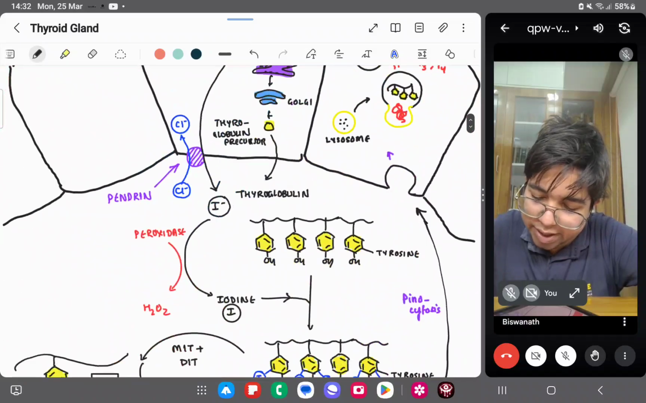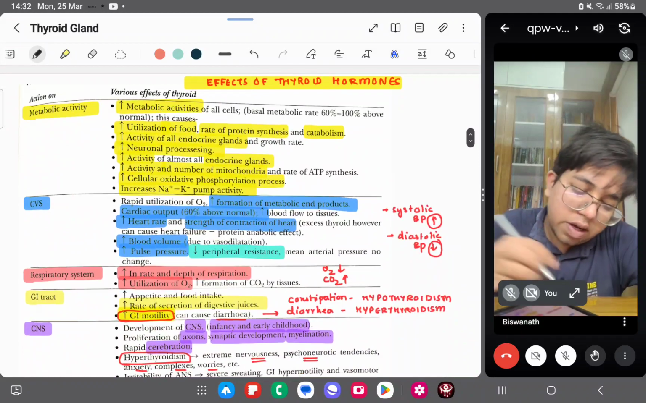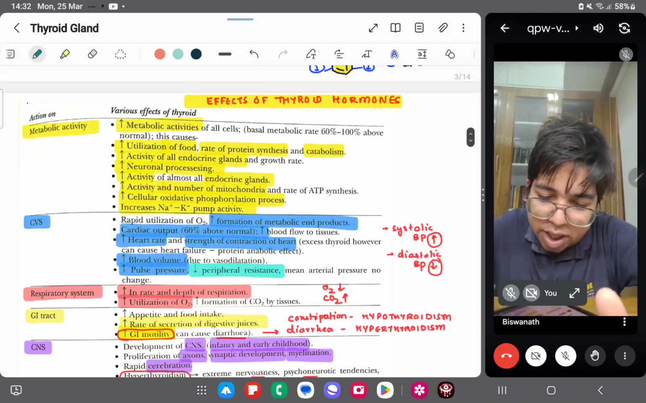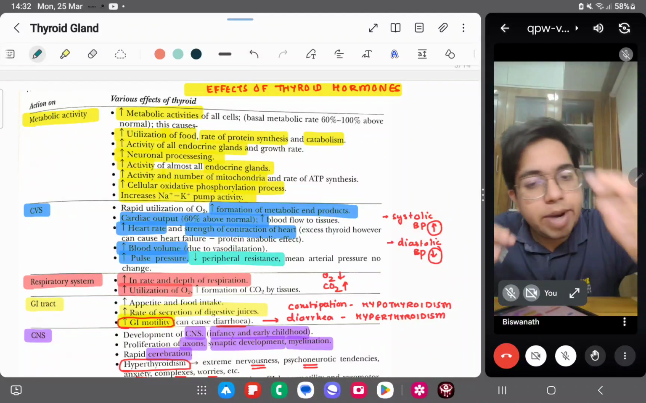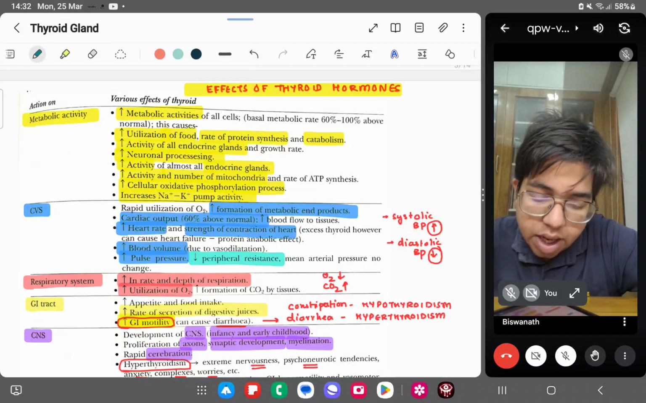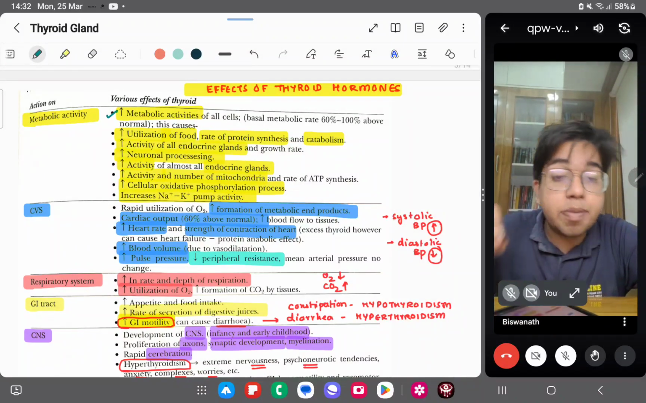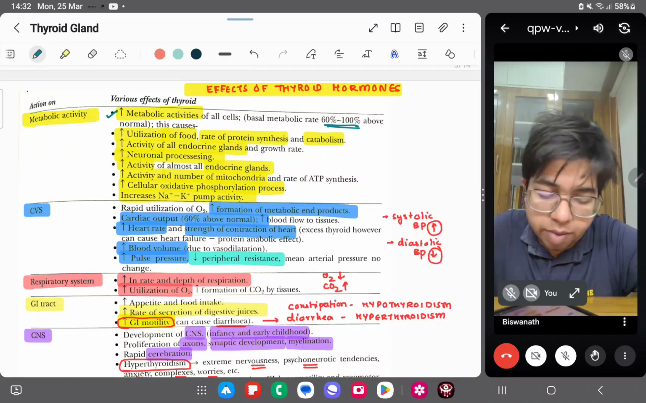Basically, we don't need this because this is at the molecular level. Yeah, this is important. Effects of thyroid hormone. Basically, thyroid hormone increases the whole metabolism of your body. Okay, the metabolism is increased. Basal metabolic rate is increased up to 60 to 100% above normal.